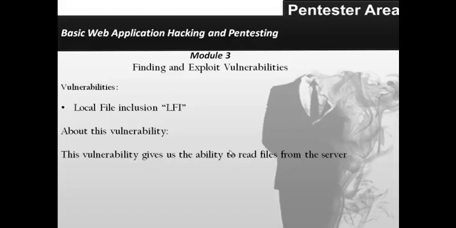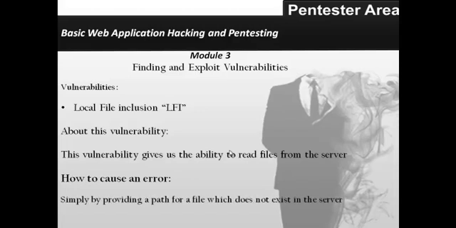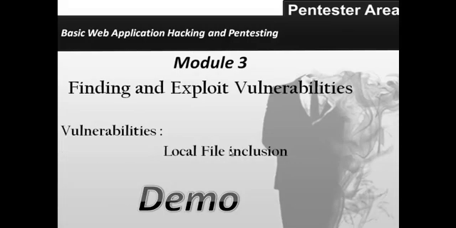The first step to find any vulnerability is to cause an error or unusual behavior. This can be done in different ways, but for now with this vulnerability we will cause an error by trying to read a file which does not exist in the server, or by providing the double dot, which means go back. Let's see how to do it in action. Let's open our course lab.